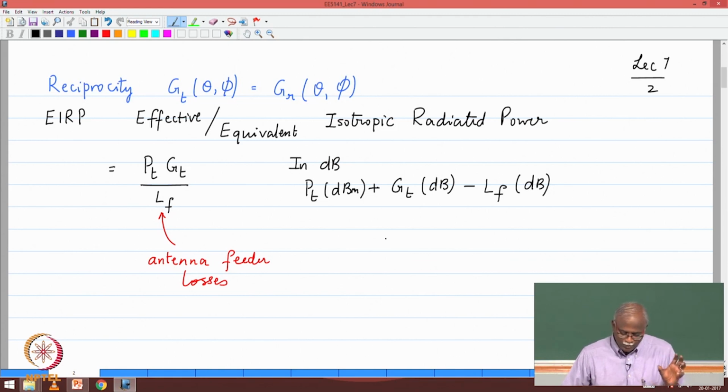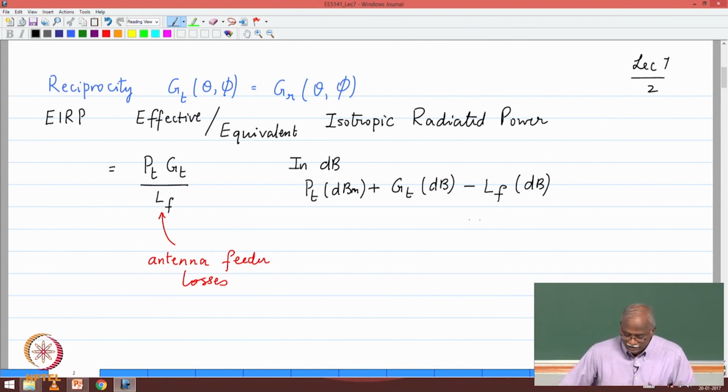So the effective isotropic radiated power, which is what I would like you to keep in mind as we look at the link budget equation, will be the transmitted power coming out of the power amplifier times the gain, which will be a dB term. Antennas typically can have 20 dB gain or 15 dB gain depending upon the type of antenna you have designed.